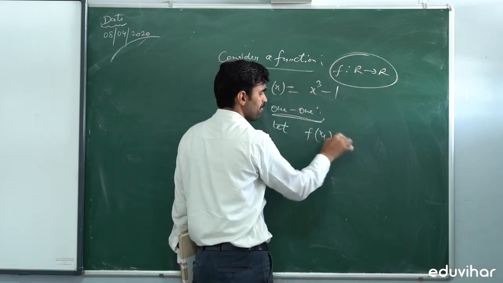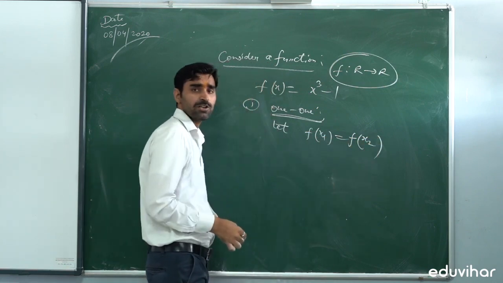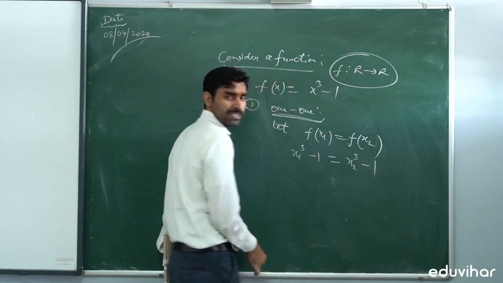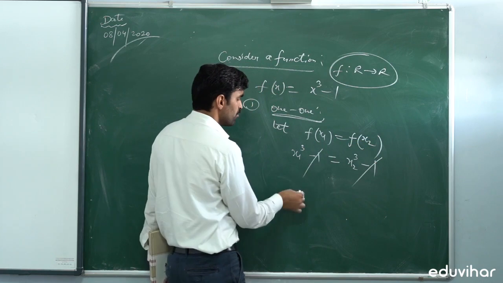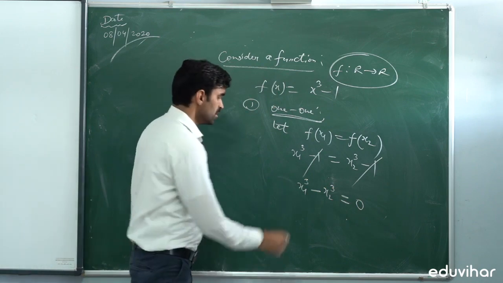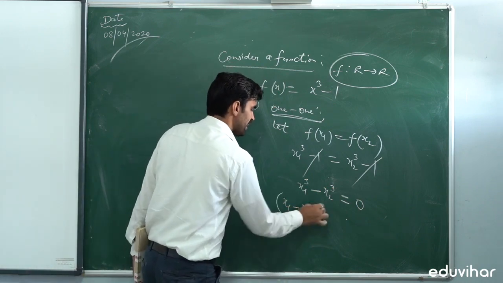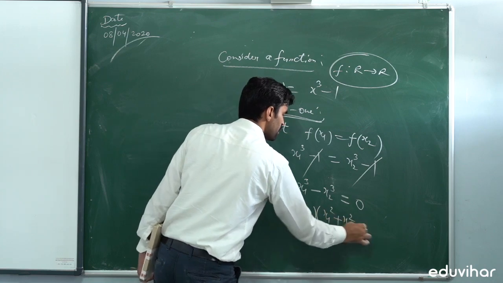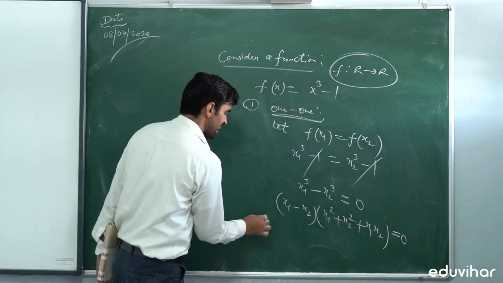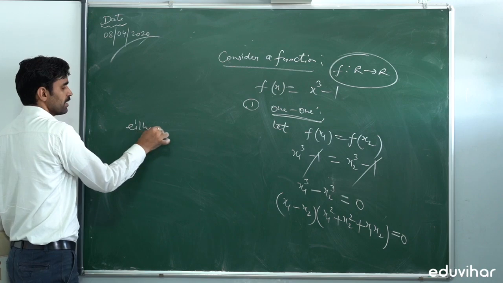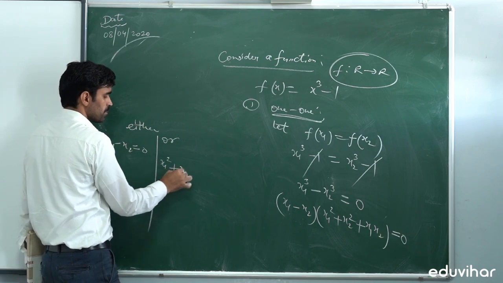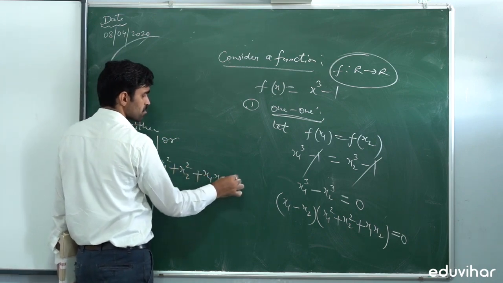Let f(x1) equal to f(x2). f(x1) is x1 cube minus 1, and here x2 cube minus 1. Minus 1 is cancelled out with minus 1. We get x1 cube minus x2 cube equal to 0, that is (x1 minus x2) times (x1 square plus x2 square plus x1 x2) equal to 0. Here either x1 minus x2 equal to 0 or x1 square plus x2 square plus x1 x2 equal to 0.